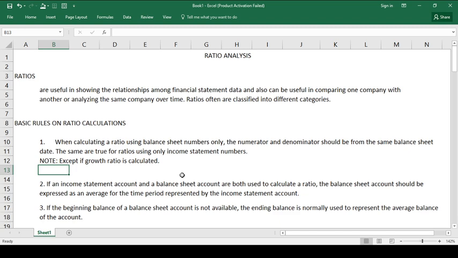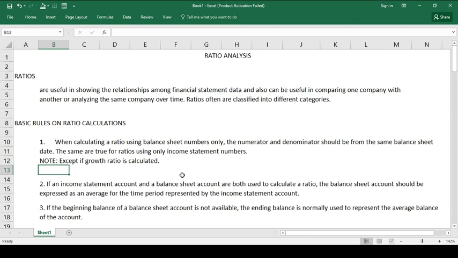Ibig sabihin po nun, once we compute a particular ratio, if the denominator and numerator are coming from the balance sheet data, we need to make sure that those data came from the same date or from the same period. Same with the income statement data, except if a growth ratio is calculated. If we are talking about a growth ratio, sometimes we are going to use different periods because we are talking about growth.